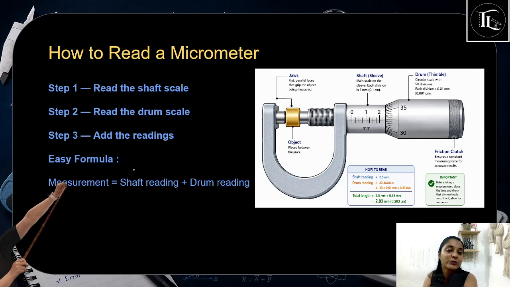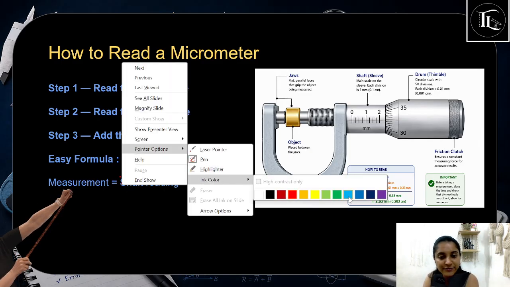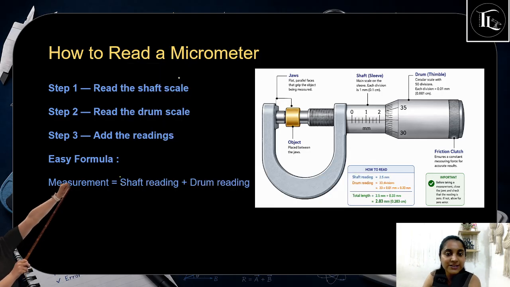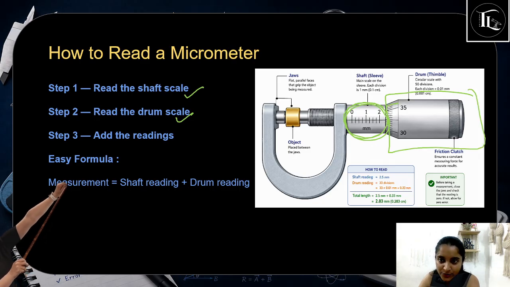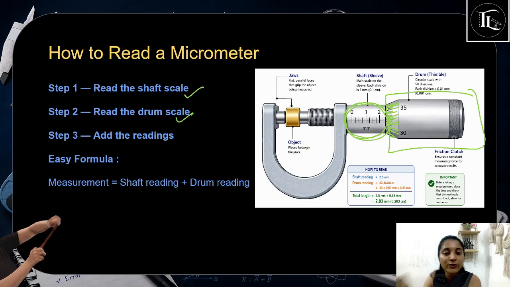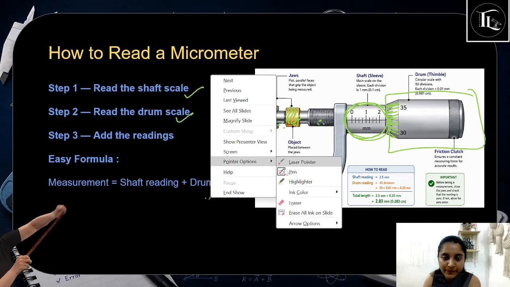Now again, how to read a micrometer. So we need to take different readings. First is the shaft scale. Okay, this is the shaft. So we need to measure this. Then we have the drum scale. So you see this drum. This is the scale. We see these lines here. This is the drum scale. Then we need to add both of the readings to get the answer. And here is the object in between these jaws. I hope this is clear.